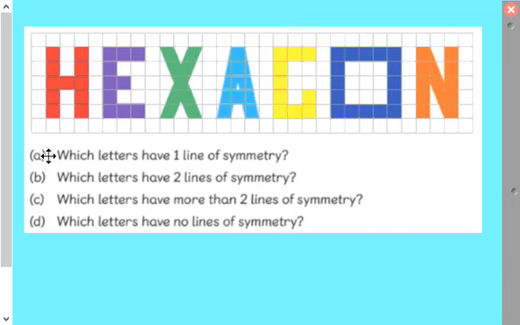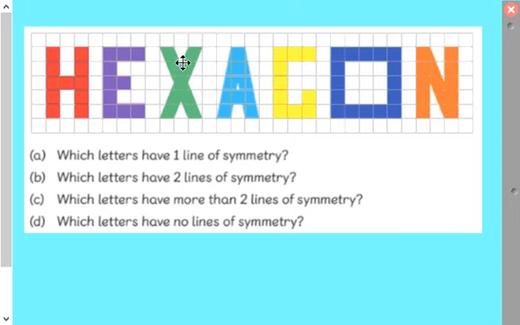Okay, so first part here, which letter has 1 line of symmetry? So I think I'm going to go through all of the letters in turn and talk about how many lines of symmetry they have. Well, the letter H here has a vertical line of symmetry, which would go down through the middle here, and it would have a horizontal line of symmetry. Okay, so it would have 2 lines of symmetry. The E wouldn't have a vertical line because it wouldn't look the same on both sides, but it does have a horizontal line of symmetry across here. So it has 1 line of symmetry.